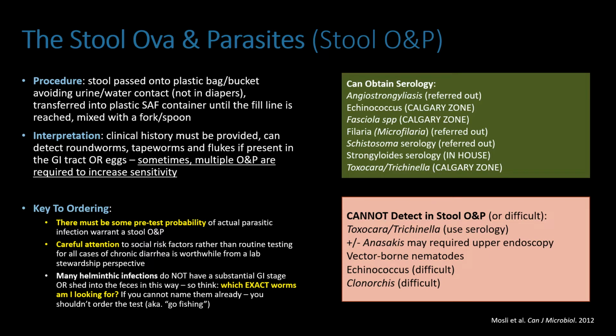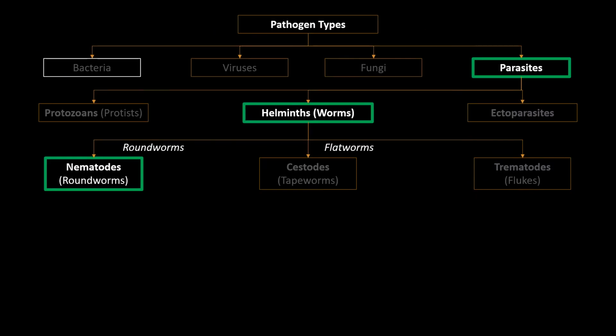In this lesson, we'll practice thinking deliberately: which exact worms am I suspicious for? If you can name them and justify them, we can probably order these tests more intelligently and increase our yield. So now let's get into the clinically important helminthic infections that we need to know. We'll start with nematodes, then progress to our flatworms.